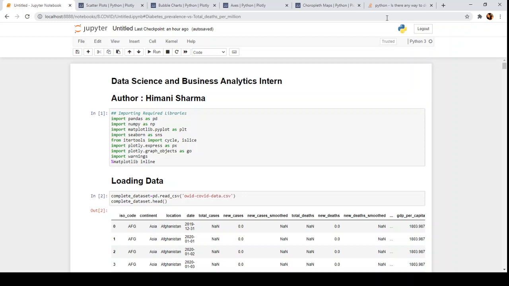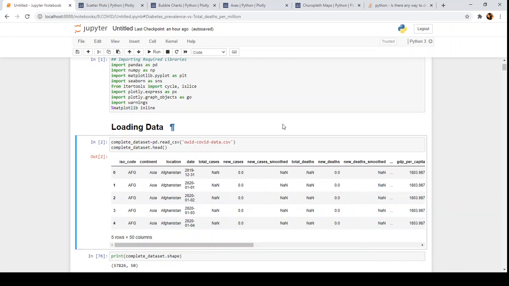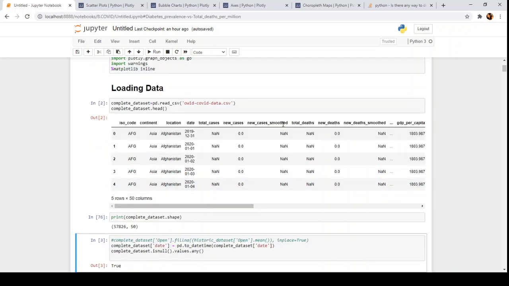It is exploratory data analysis on the data of COVID-19 spread over the world. So these are the libraries which I have used for the analysis, Matplotlib and mainly Plotly and Pandas. Okay, so we are here loading the data. You can see the content of first 5 rows. It has 50 columns in it, and the shape of data is around 57,000 rows.